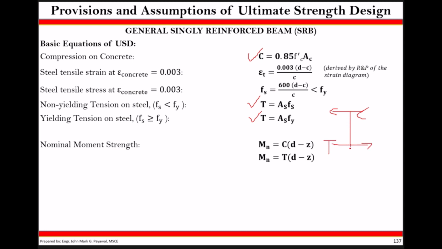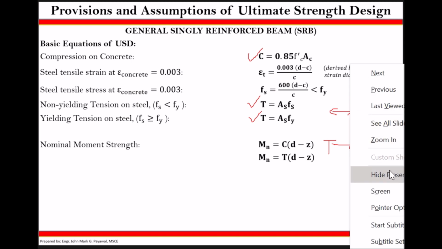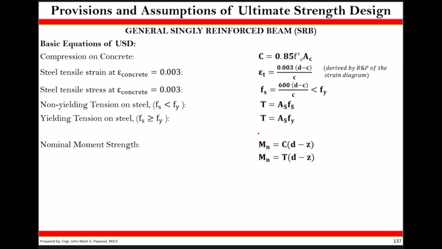So, ito yung aking kanina na D minus C. So, we are now creating new equations for our USD. This is the basic equations only applicable to singly reinforced beam. Okay? Pagka naman design moment strength, phi Mn, phi, this is the reduction factor for 2001 or strength reduction factor for 2015, compression and tension.